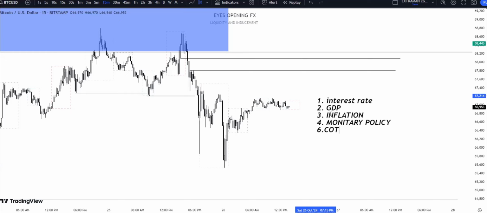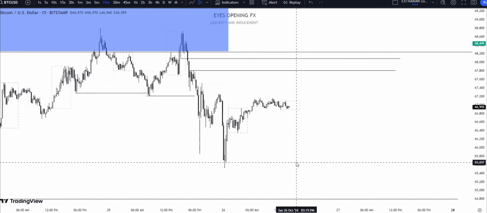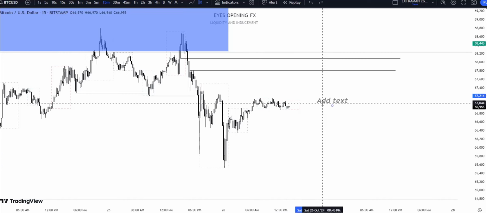Now that aside, we move to the technical part of the market, which I will add as the seventh one. So what drives the market again? We have liquidity. This is what most traders know drives the market, but they don't care about the rest, those first ones I wrote earlier on.